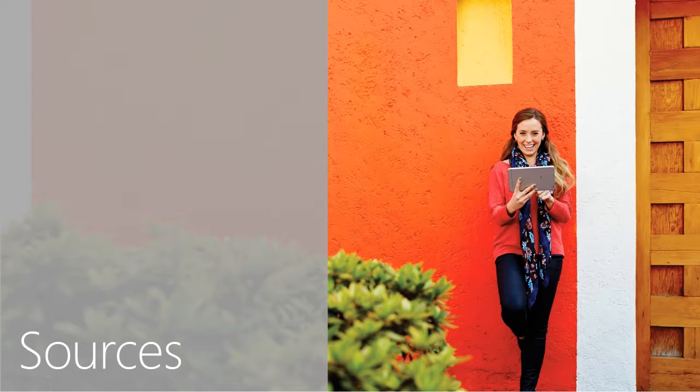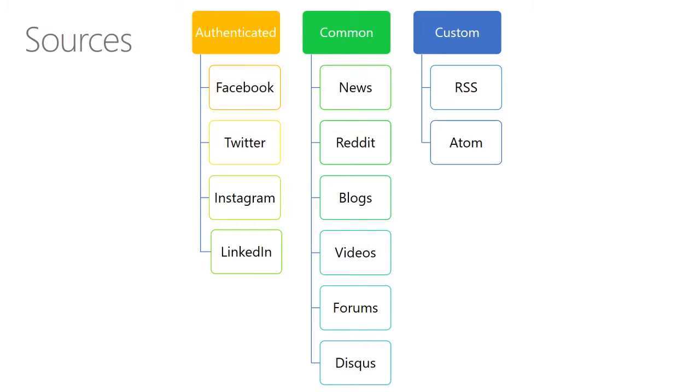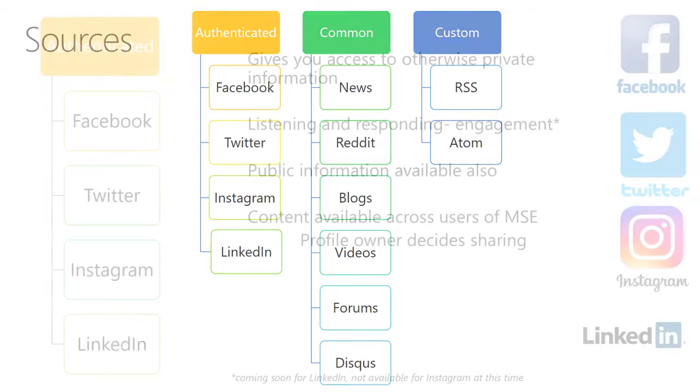So before we talk connections, let's talk about what sources are available. I had mentioned they fit into 3 different buckets. So here we have authenticated sources, those that require you to have an account, a sign-in, something available for you to authenticate with. Then we have common sources, news streams that are available to all, and so on. And then we have custom sources for RSS and Atom feeds.